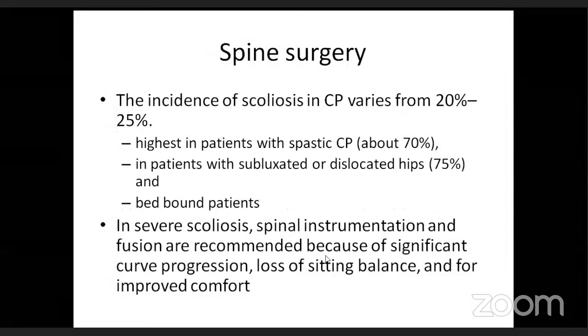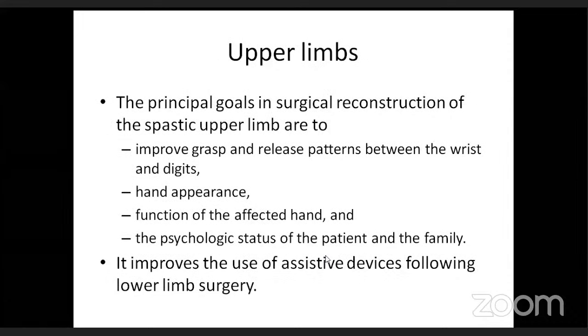Now, coming to spine surgery, the incidence of scoliosis is to the tune of around one fourth of patients can have scoliosis. It's highest in patients with spastic CP, and it is more common in patients with subluxated or dislocated hips, and patients who are bedbound. So you have to do spinal instrumentation and fusion because of significant curve progression, loss of sitting balance, and to improve the comfort of the child.